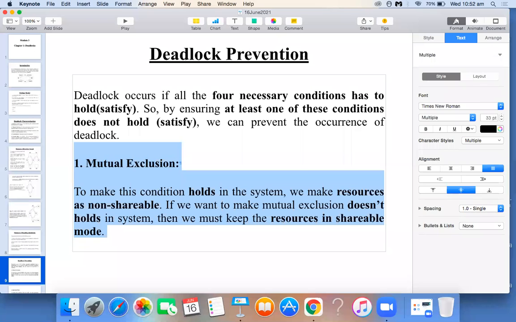It resulted in deadlock. Now, if deadlock should not happen, what should I do? We have to make the resource shareable. Instead of keeping it in non-shareable mode, we will keep the resource in shareable mode. If we keep the resource in shareable mode, then what happens? N number of processes can use that resource at the same time. Then there is no chance of what? Mutual exclusion. What does mutual exclusion say? Only one process is allowed to use it.